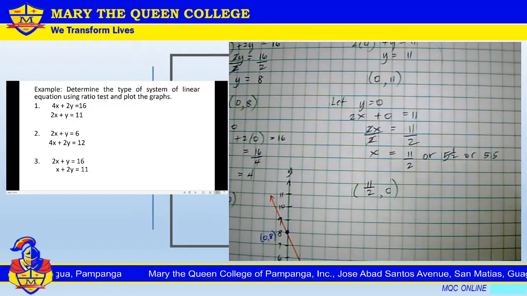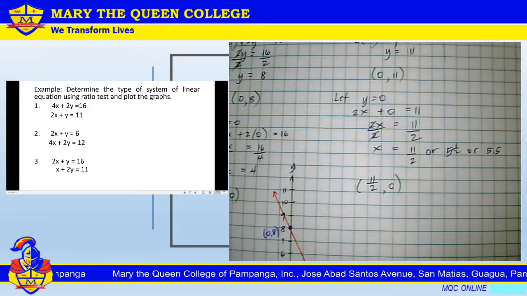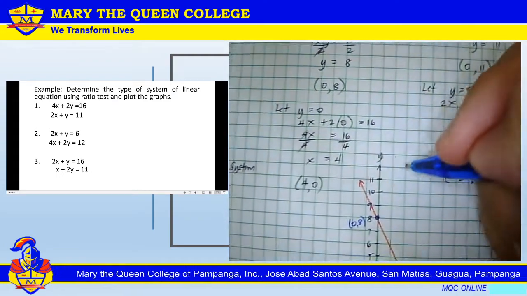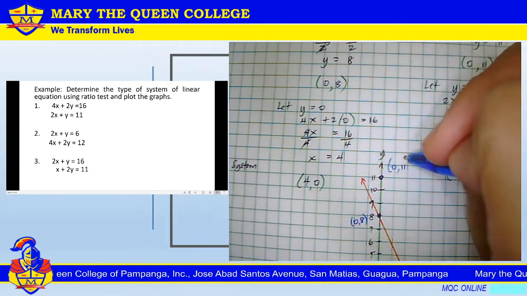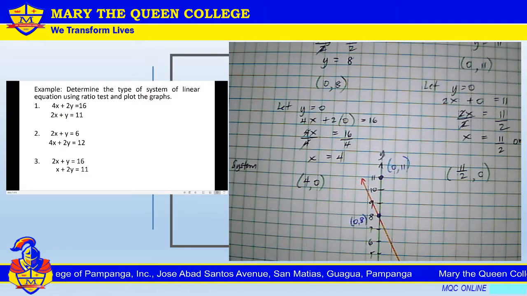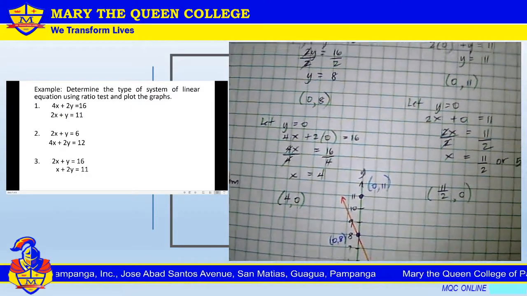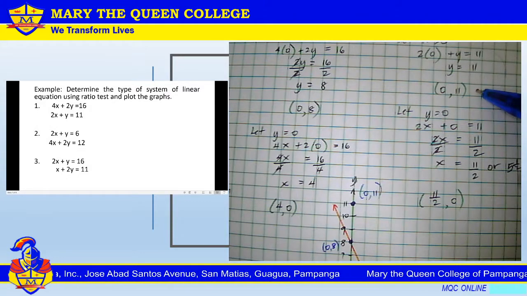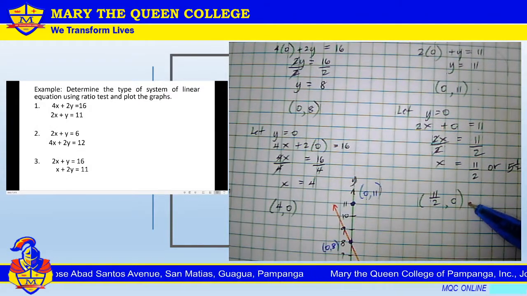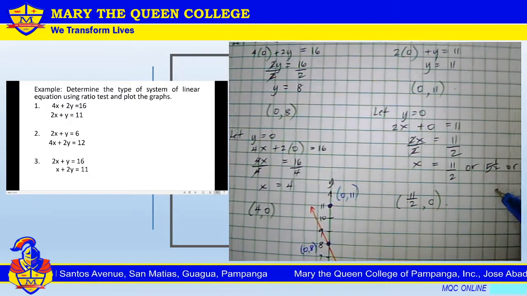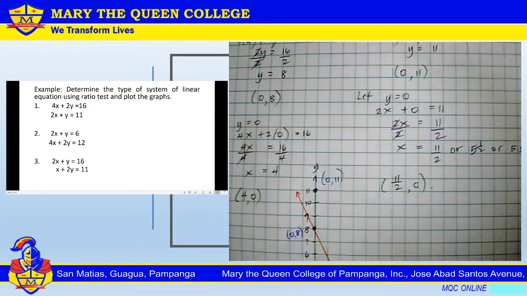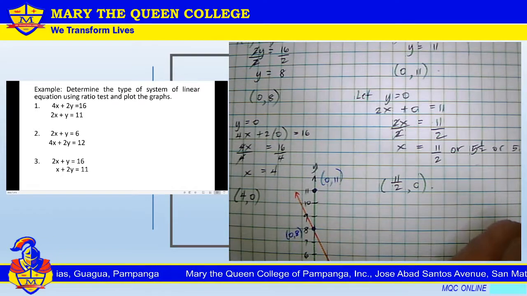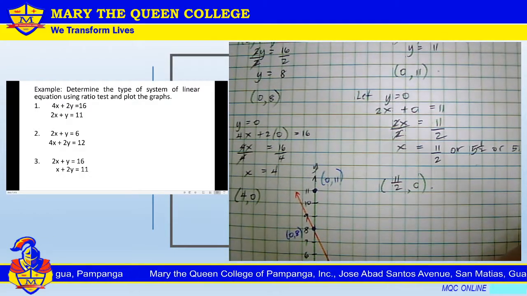So based on our second equation, we have 0, 11 as its point. If we plot this, it is here. We have 0, positive 11. This is our first ordered pair, and this is our second ordered pair. So 11 over 2, that is 5.5. So approximately, it is here. So it is 11 over 2, 0.